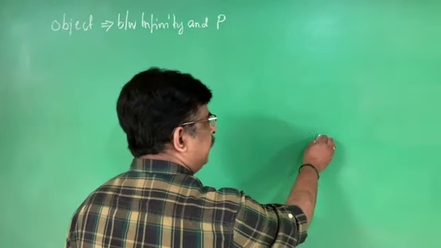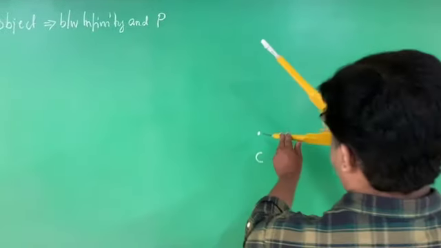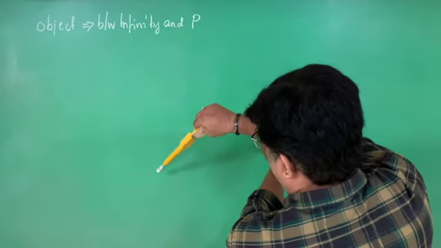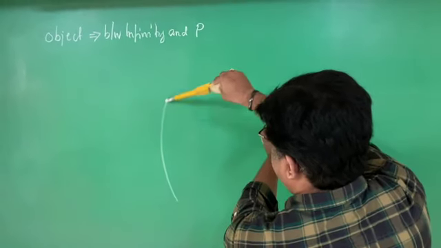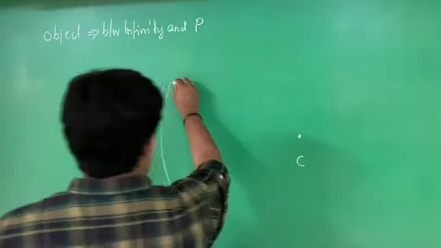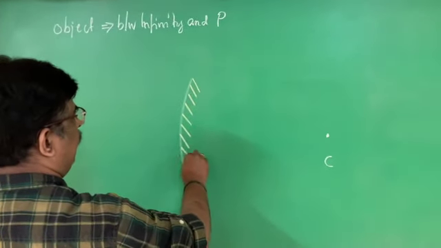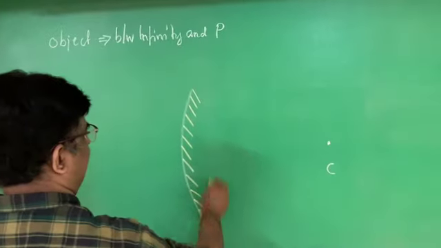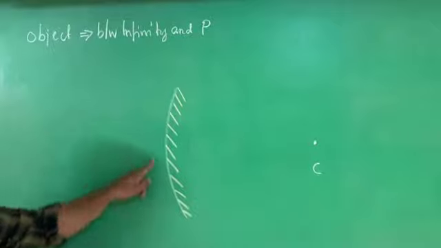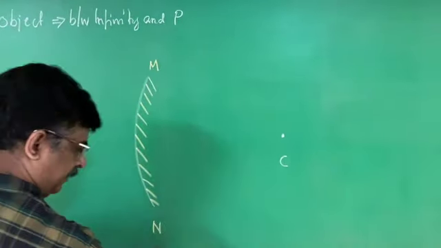C is the center of curvature. With C as center, draw an arc using a compass. Draw an arc, right? Now make this arc a convex mirror. Convex mirror is a type of mirror in which the reflecting surface is bulged outwards or curved outwards. This is the reflecting surface. It is bulged outwards. And MN stands for aperture of the mirror.